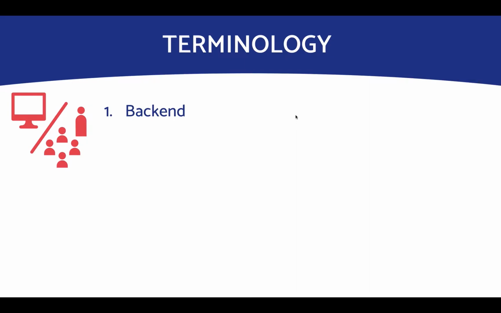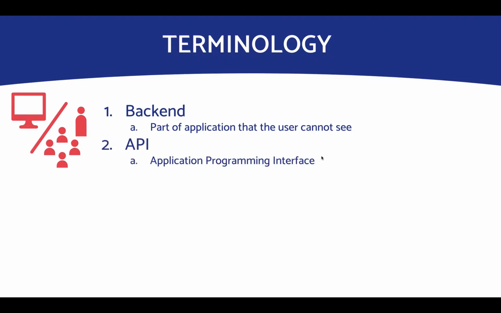Essentially, a backend is any part of an application that the user cannot see. Typically, the frontend and backend will communicate using an API. Now, an API stands for Application Programming Interface. It's a set of rules or protocols that allow programs to talk to each other.